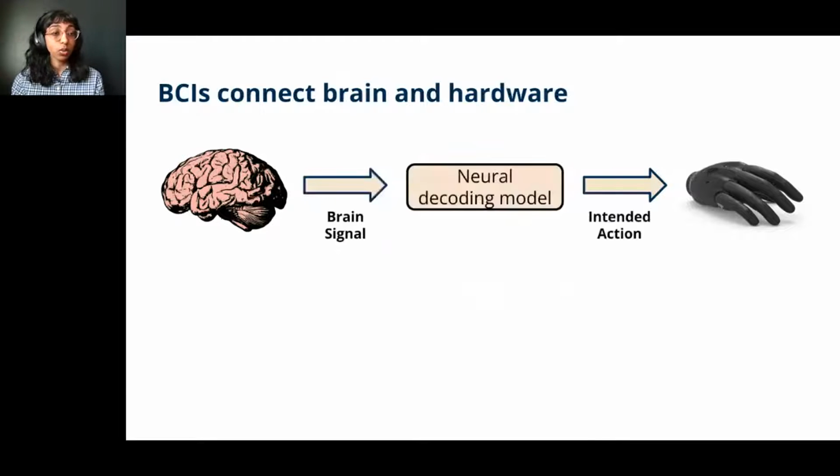Many BCIs first record signals from the user's brain, then use a neural decoding model to infer an individual's intended action from these recorded brain signals, and finally control a hardware device to perform the intended action.